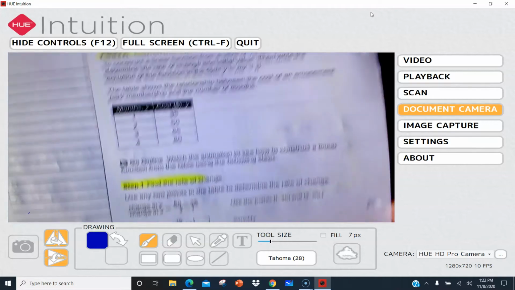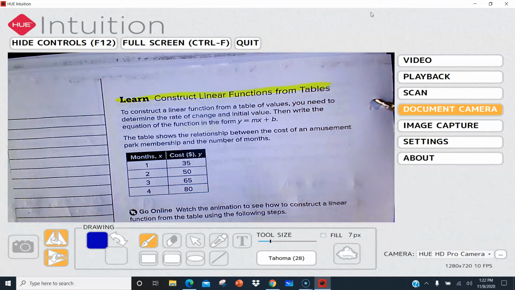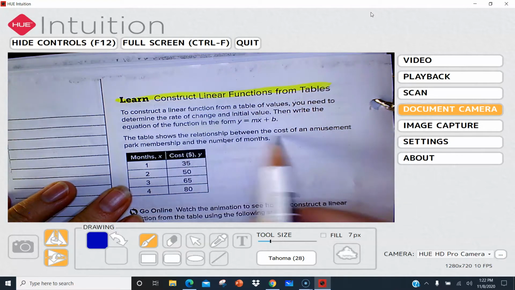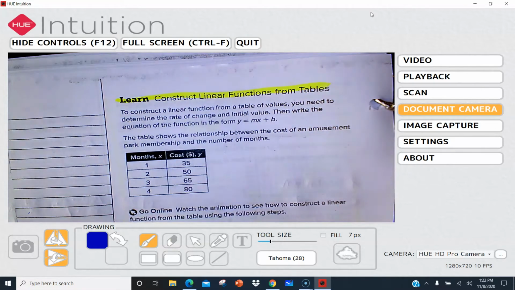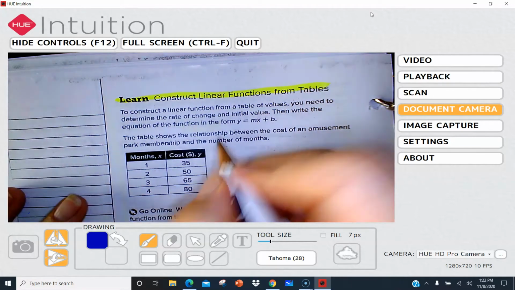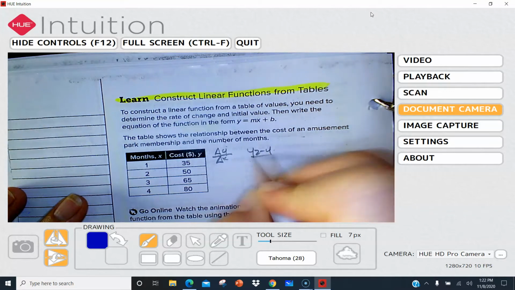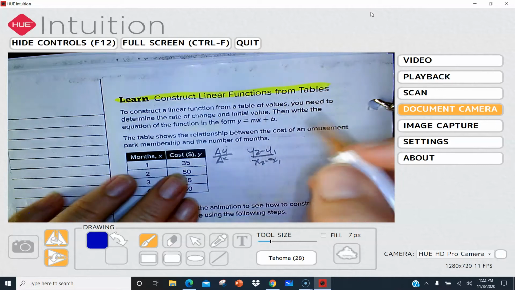Now, sometimes they'll give you a table, and you need to find out what the equation is going to be, and this is a little bit challenging. So, the cost of amusement park and the membership, number of months. Okay, here we go. So essentially what I would recommend doing is always using the change in y over the change in x, or y sub 2 minus y sub 1 over x sub 2 minus x sub 1. That's the way I think would be the simplest way to go about doing it.